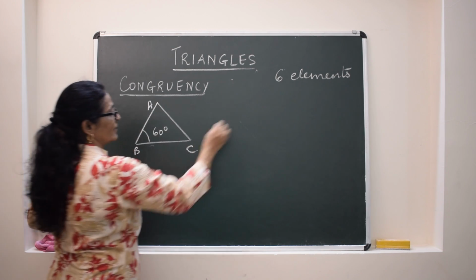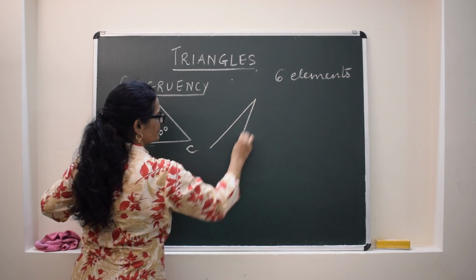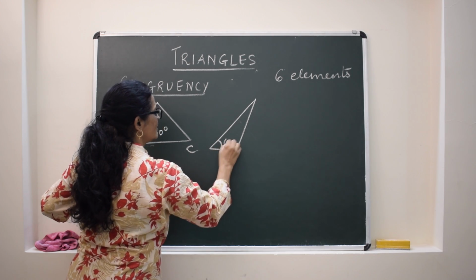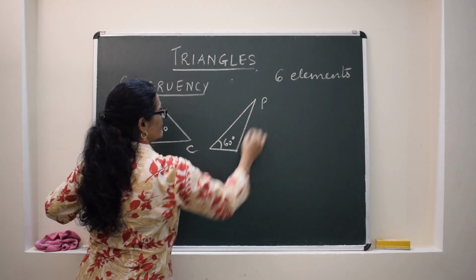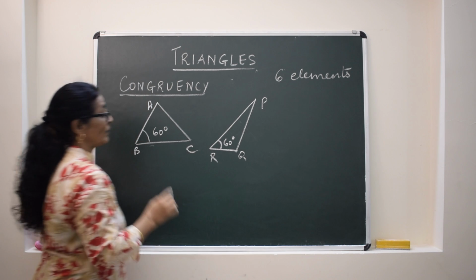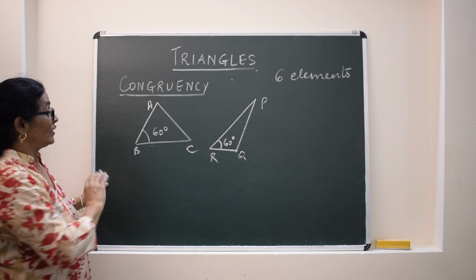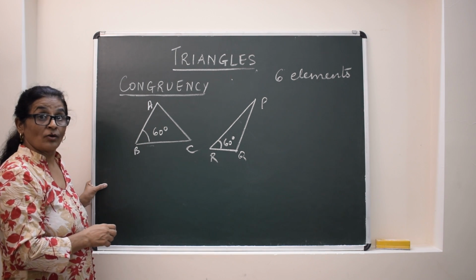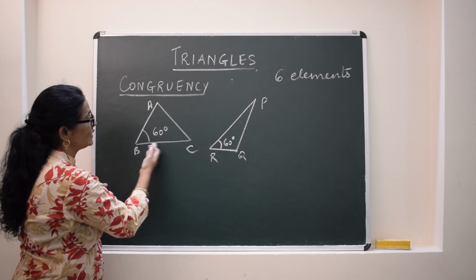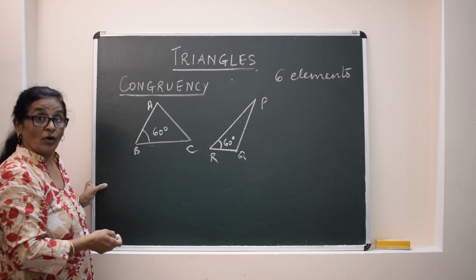And another triangle is there whose one of the angles is 60 degrees. So by taking only one angle, we cannot decide that the triangles are congruent or not. So we can easily say the triangles are not congruent.